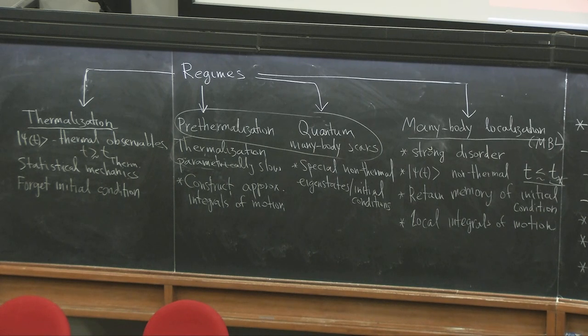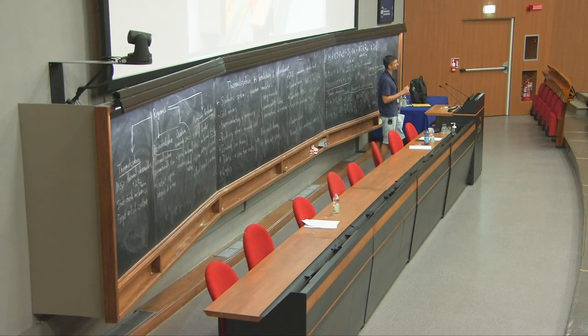Non-ergodic extended state. So what do you have in mind? Which model? Multifractals in many body systems. You mean, for example, having something like a random regular graph? Sorry, could you repeat the question?